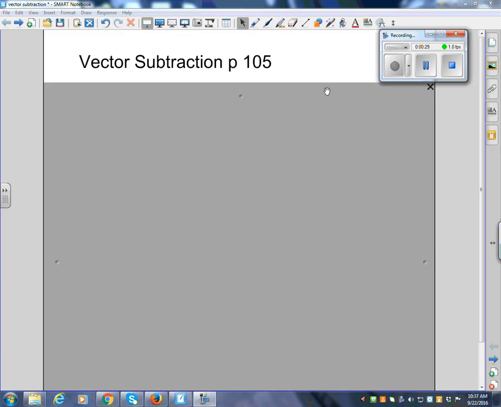The real hard problem, and I think Renee, you'll agree with this, the real hard problem with vector subtraction is knowing when to subtract. No? Or is it knowing when to subtract or how to subtract? Okay. Well, let's see if we can fix it today.